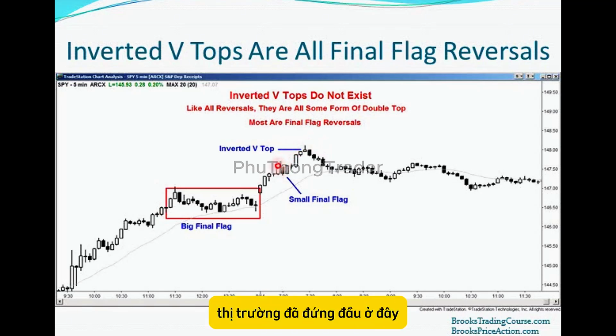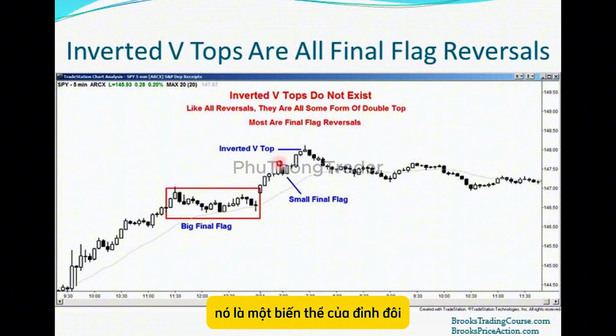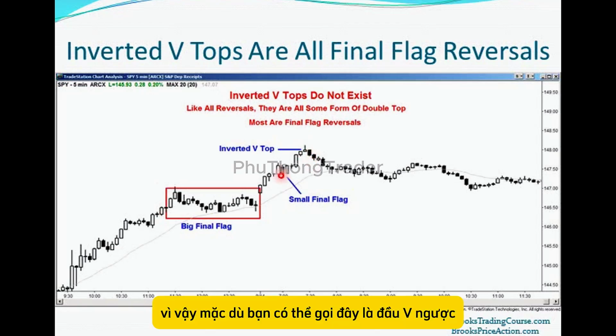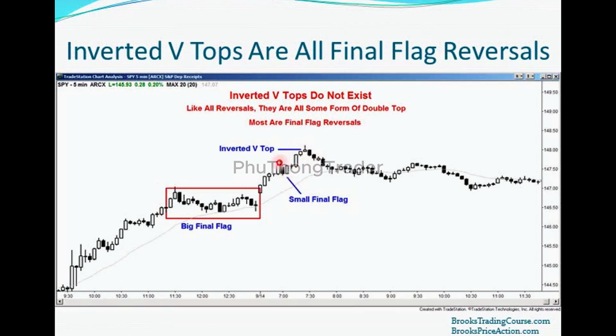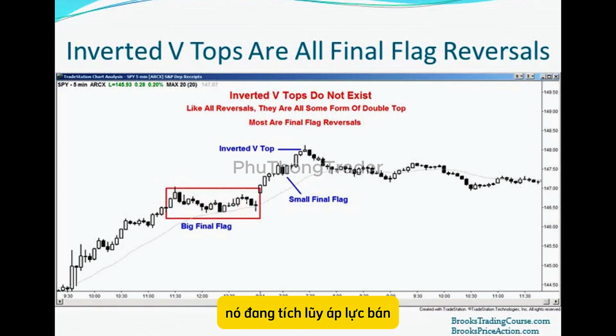Well, in fact, the market had a top here, a pause, and then it went up for 5 more bars, and this was simply a test of this high. So this reversal, even though it does not appear to be a double top, is a variation of a double top. The market tried to go down here and then exploded one more time to a new high and then went down again. So even though you might call this an inverted V top, to me the market went up and then had one more climactic top. So this is the second top following this top. There's also a larger final flag here, and this was part of the topping process. It was accumulating selling pressure.